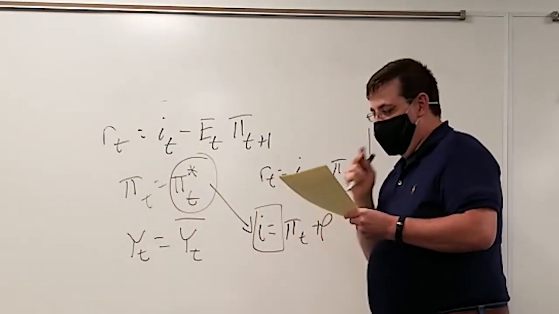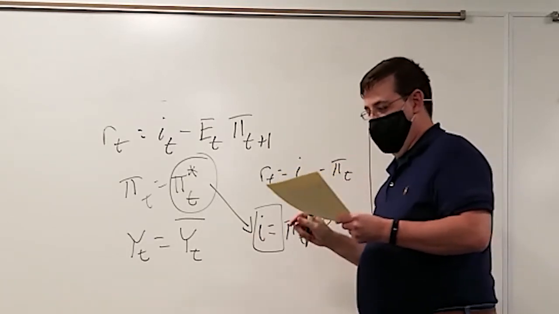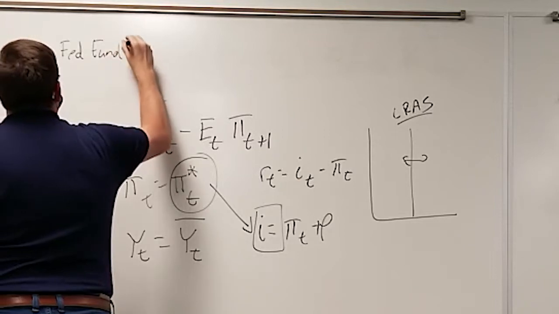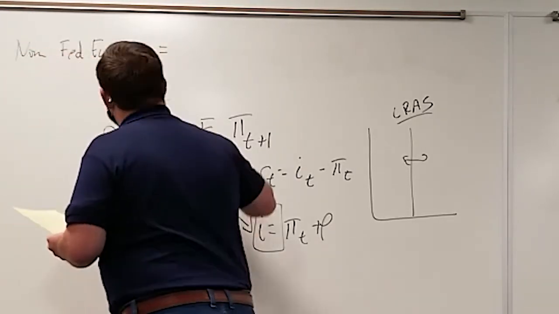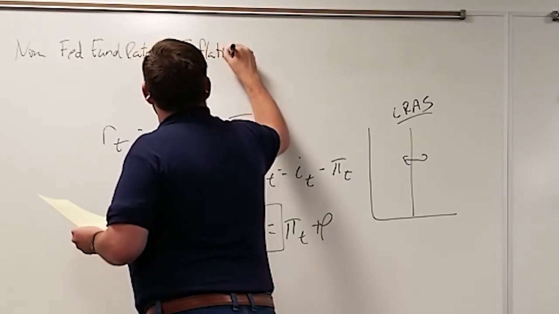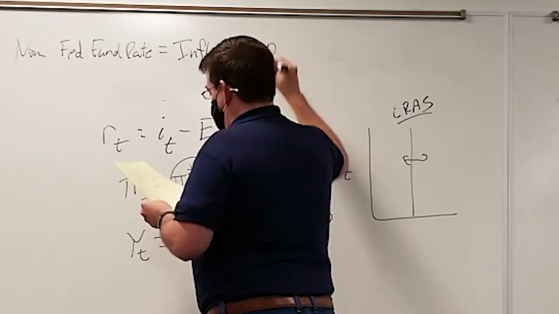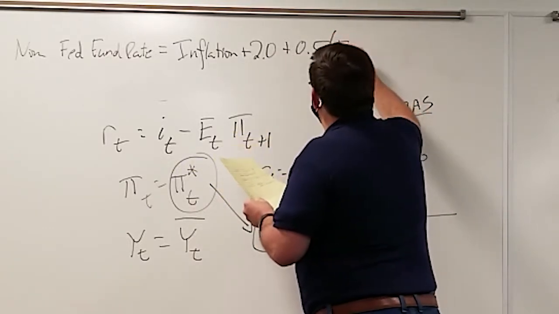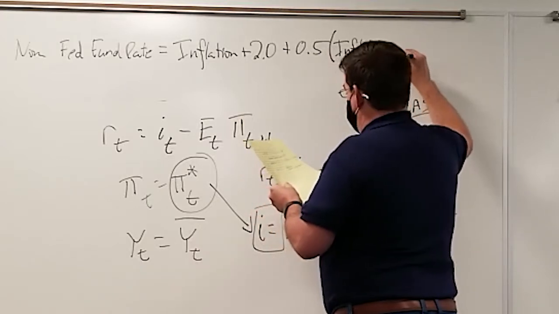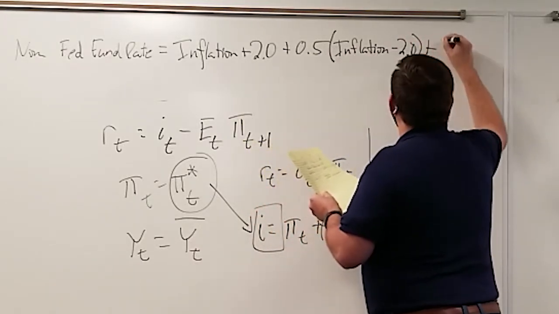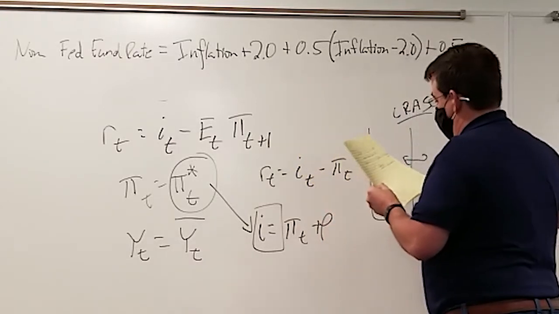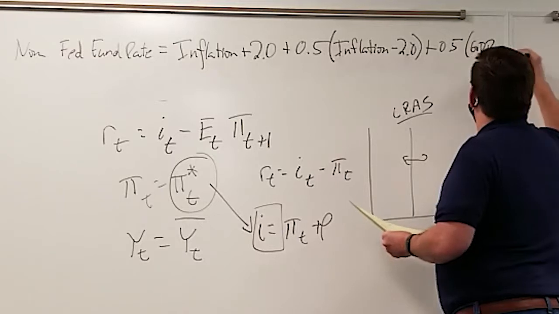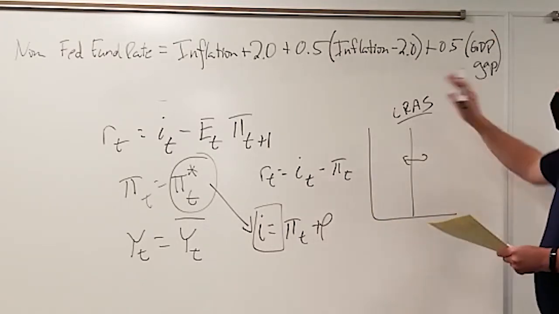And he says that the nominal federal funds rate should be inflation plus 2.0% plus 0.5 times inflation minus 2%, plus 0.5 times the GDP gap, which is similar to the equation that I just erased.